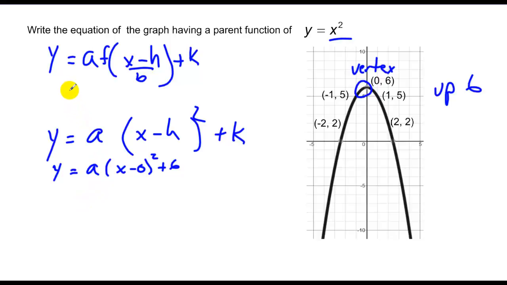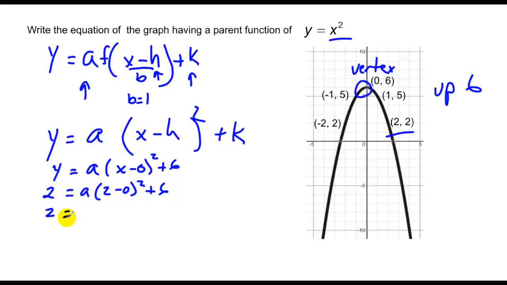Now in order to write the equation, I need values for a, b, which I already have. We said b is equal to 1. H, which I now have, and k, which I now have. So all I'm missing is a. Well, how do I find that? The easiest way, I think, is to pick a point on the graph. For instance, 2, 2. So if y equals 2, we don't know what a is, and x equals 2, I can solve for a. So I have 2 equals a times 2 squared plus 6. So this is 4a plus 6 equals 2. -4 equals 4a, and a equals -1.